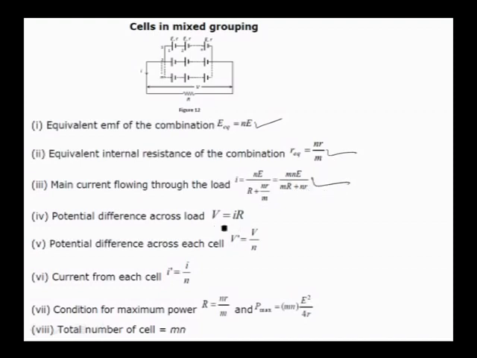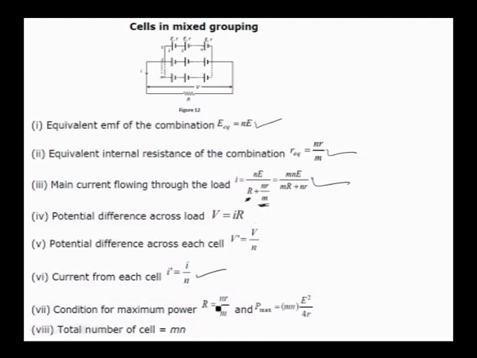Current in the circuit is I, the voltage across the external resistance is equal to IR, the voltage in each branch is equal to V divided by n, and the current I dash is equal to I divided by m. Similarly, for the maximum power, the value R should be equal to the sum of the internal resistances.